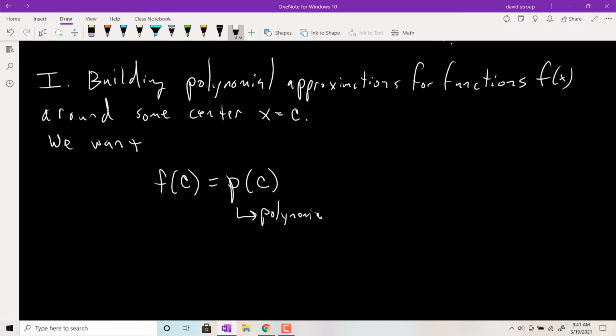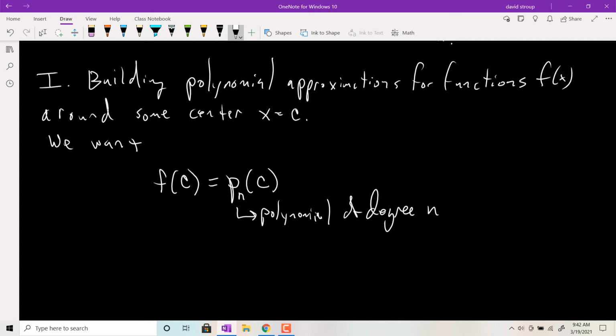And usually we'll put a sub index here, so p sub n, where n indicates the degree of the polynomial. So, polynomial of degree n. We want these to equal each other, and what else would be nice? Well, the overall shape of the polynomial, we want that to be the same as the function. In order to get the shape correct, in other words, to try to get the polynomial to be going up when the function is going up, and to be curved concave down when the function is curved concave down.